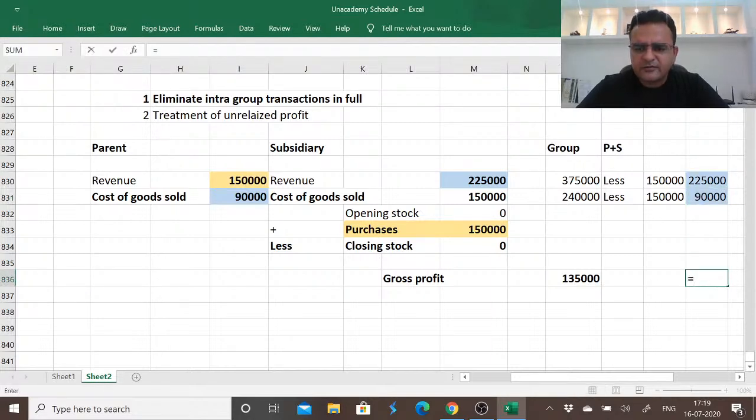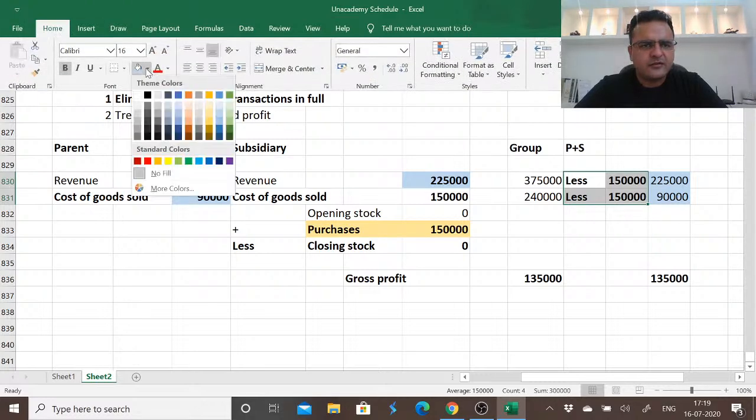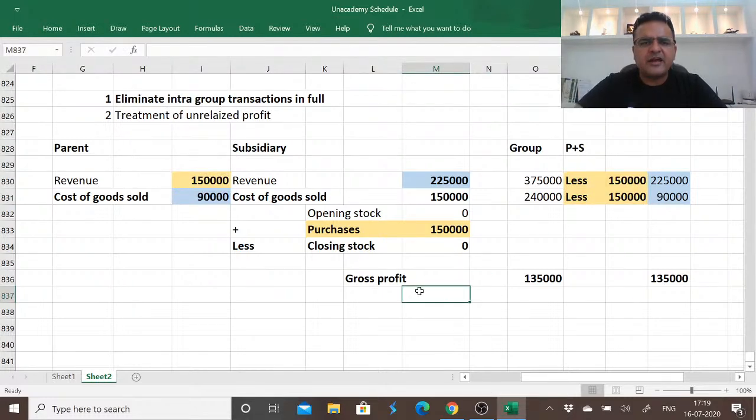So gross profit is the same. Gross profit is the same, but there was one thing which was inflated. The revenue was inflated by 1,50,000. The cost of goods sold was inflated by 1,50,000. So by eliminating the intra-group transaction, the one party's revenue and one party's cost of goods sold, which were inflating the revenue and total cost of goods sold, are removed.